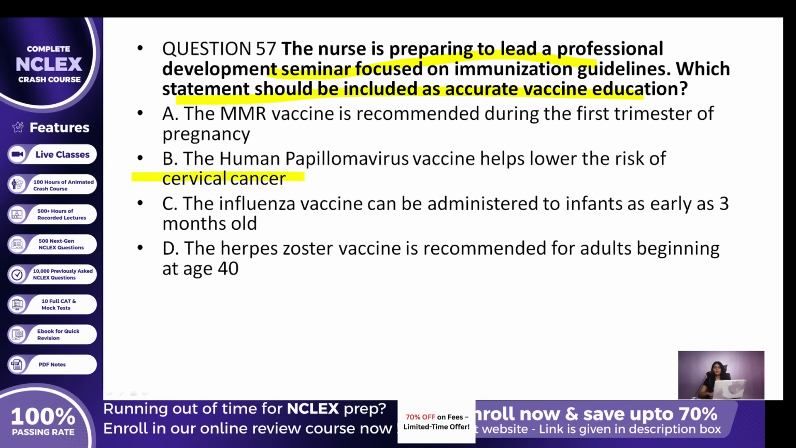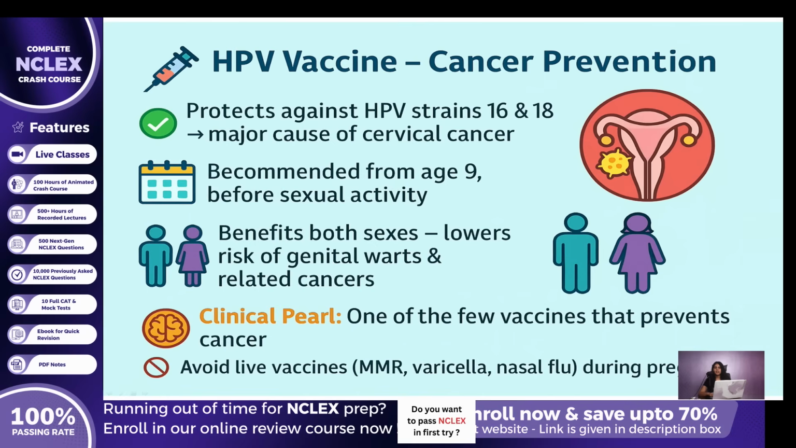The human papillomavirus vaccine helps lower the risk of cervical cancer. This vaccine is a major preventive tool against cervical cancer, particularly for strains 16 and 18 of HPV. It is recommended as early as age 9, ideally before any sexual activity begins, and has also been shown to reduce the risk of genital warts and other related cancers.